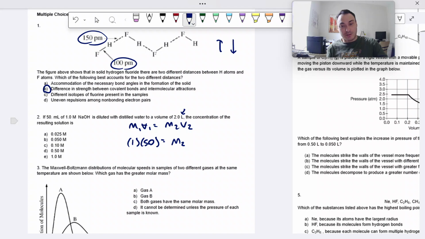Now that is in liters, not milliliters. The units do not match. It does not matter whether you use milliliters or liters for the dilution equation. However, it needs to be consistent on both sides. The same goes with the combined gas law, for example. So that would be 2,000 milliliters. So 1 times 50, which is just 50, divided by 2,000 is 0.025 molar. Answer is A.